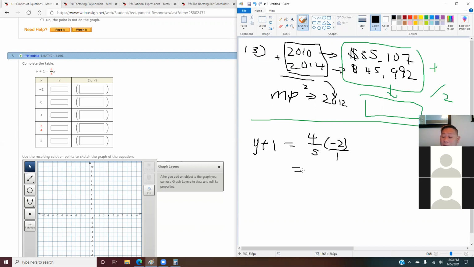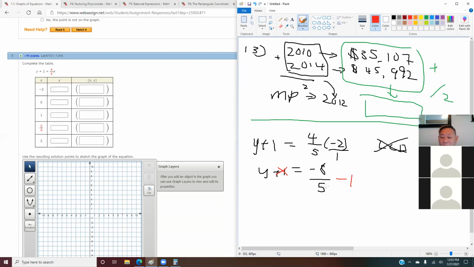When you multiply fractions, you do not need to find the LCD. LCD is only needed when you add or subtract fractions. So you multiply them straight across. 4 times -2 is -8. 5 times 1 is 5. And then you subtract 1, you move the 1 over. Because positive, when you move over, becomes -1.